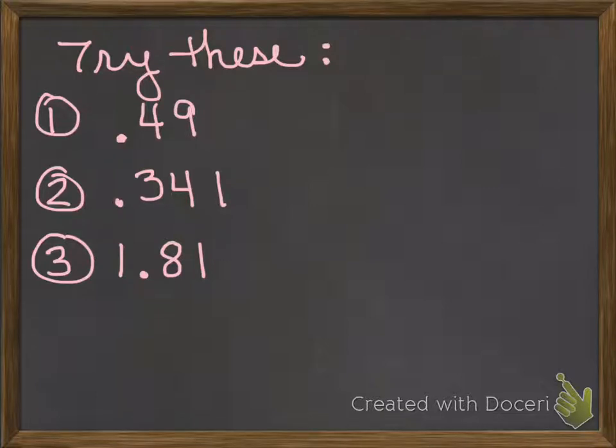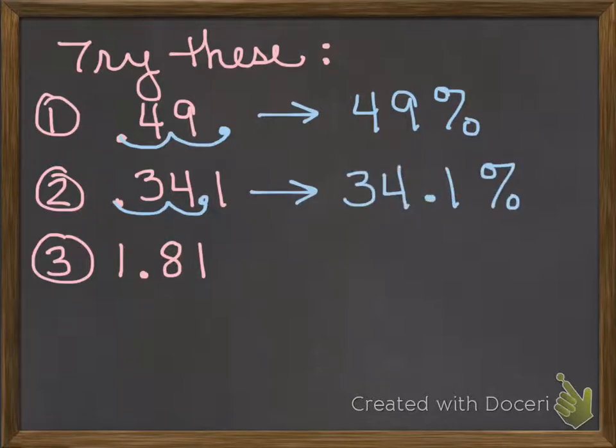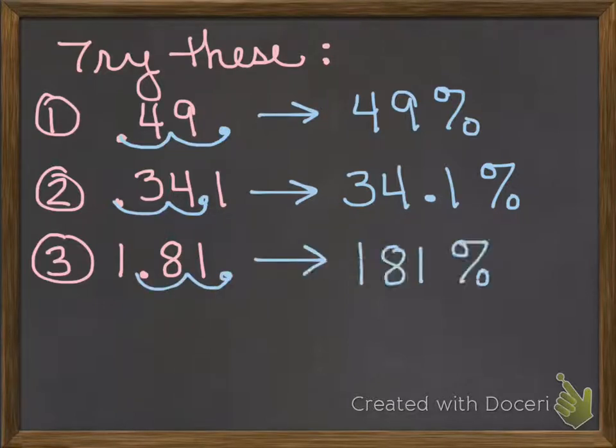Okay, I'm going to use the decimal moving method as I solve these. That's the one that I like the best. I think it's a little bit easier. So that's what I'm going to show you as I solve these problems. So for 0.49, I move it twice, rewrite it as 49%. 0.341, move it twice, rewrite it as 34.1%. And number 3, 1.81, move that decimal twice, rewrite the number as 181%.